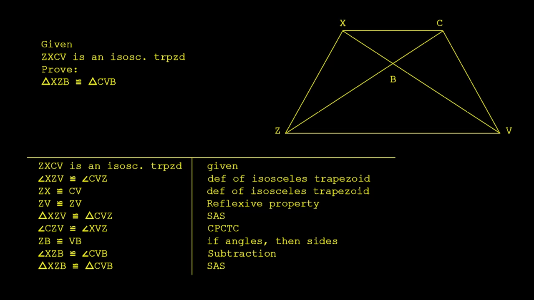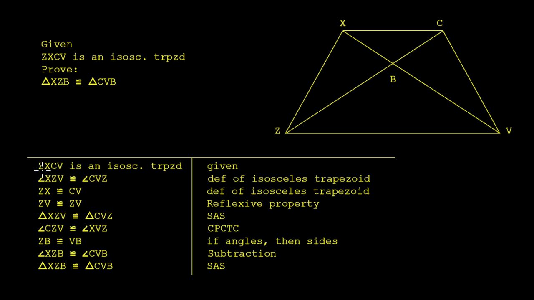In this video, we will be doing a proof involving an isosceles trapezoid. So here we have given ZXCV is an isosceles trapezoid, ZXCV. Prove that triangle XZB is congruent to triangle CVB. We will go through the proof here and write it out on the diagram.